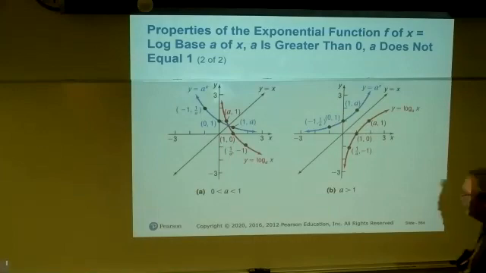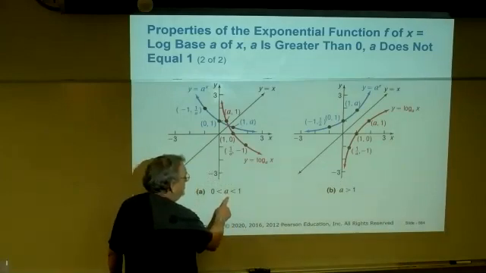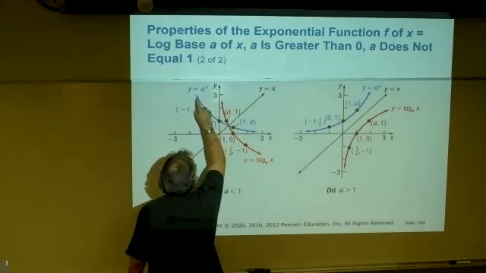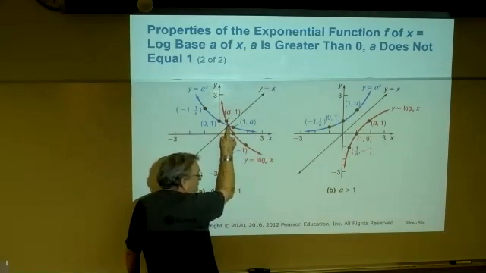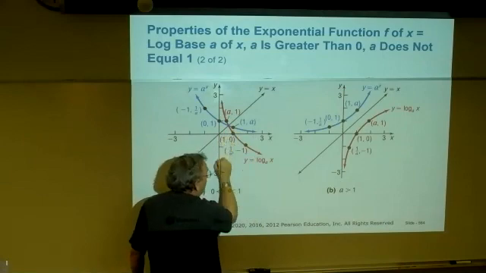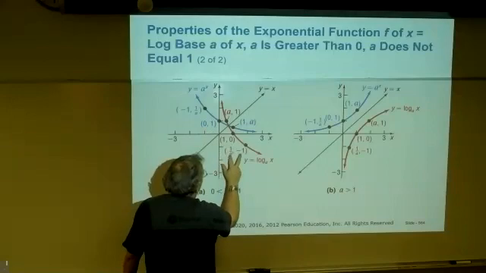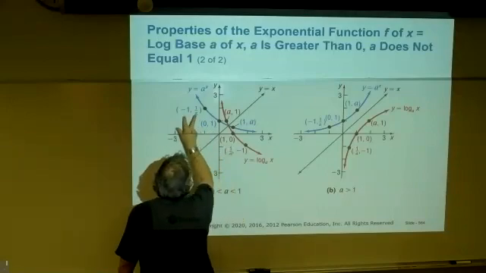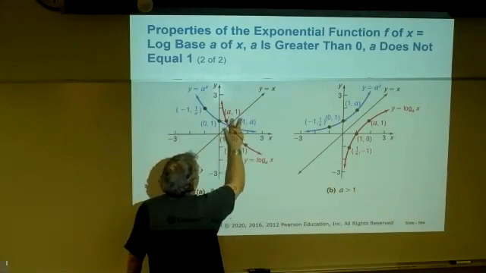One for when a is a positive fraction less than 1. The red is the logarithm and the blue is the exponential. Notice they intersect on the line y equals 1. And we're just switching 1, 0, 0, 1, 1 over a, negative 1, negative 1, 1 over a, 1 a, a 1.